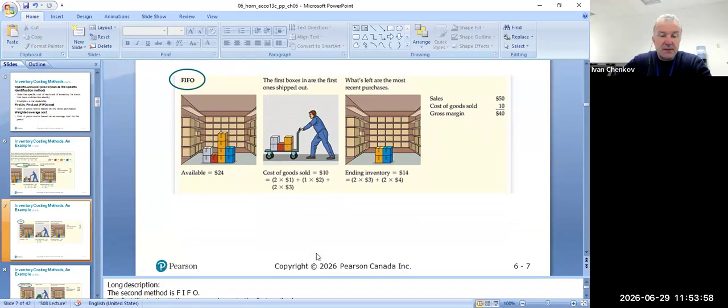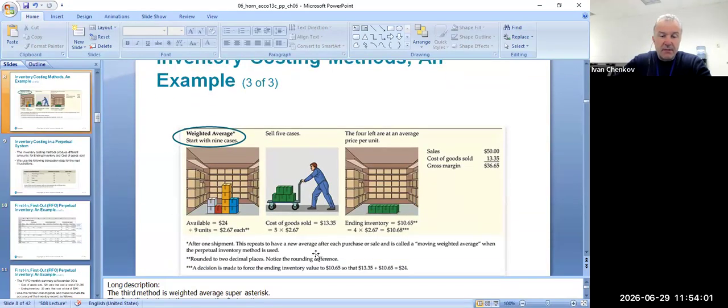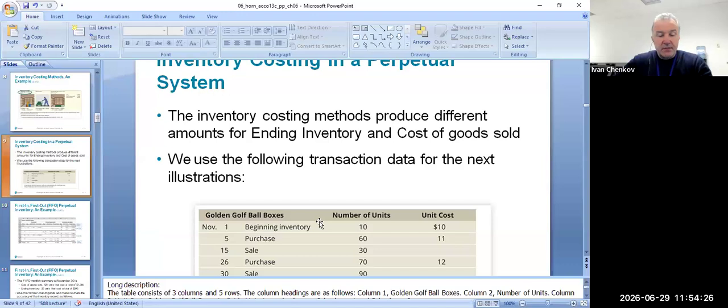And the last method is the weighted average. On the weighted average, what are we going to do? We know that we purchased 9 boxes and it cost us $24. 24 divided by 9, we're getting the cost per unit. Once we sell 5, we are assigning the same cost, and the inventory of 4 is going to have the same cost. So what will be the difference?